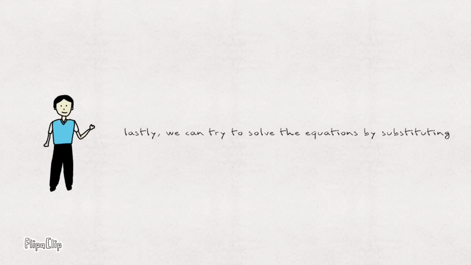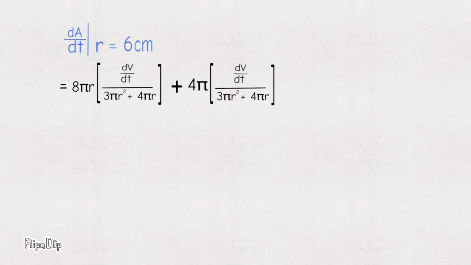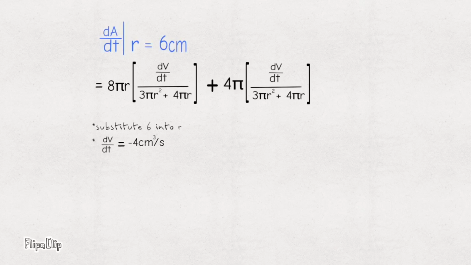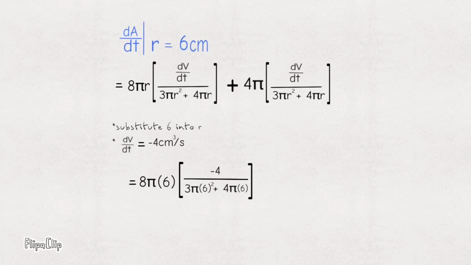For the final step, we can try to solve the equations by substituting. Then solve to find the rate of change. We will solve the area by substituting r with 6 centimeters. Then we will substitute negative 4 cubic centimeters per second into dV/dt.